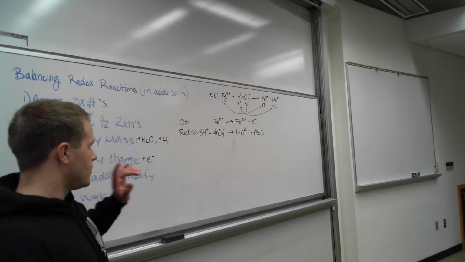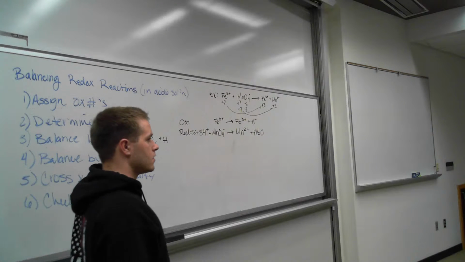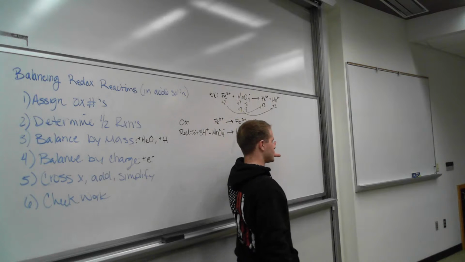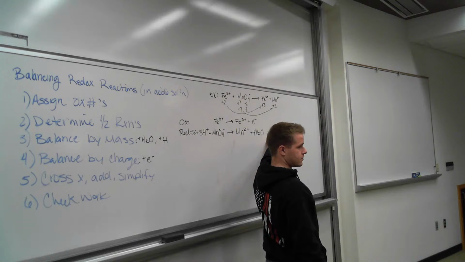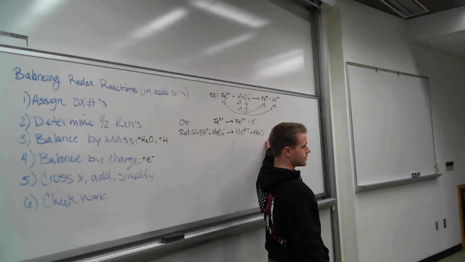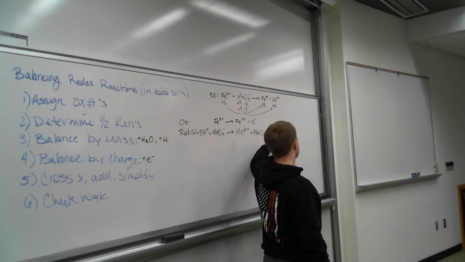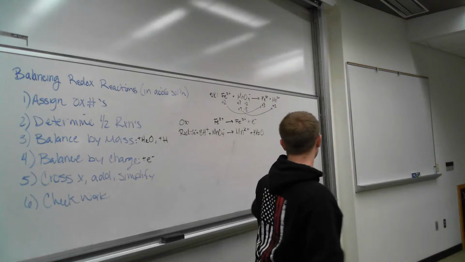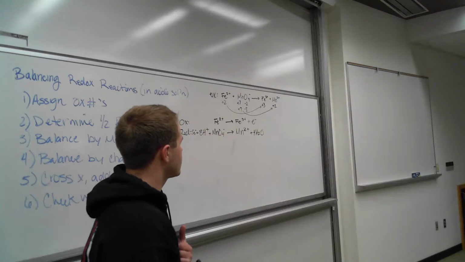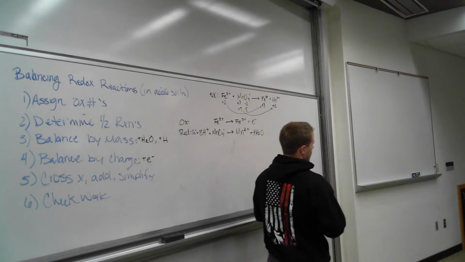If you do this enough times and you don't like it, you could just as easily subtract electrons from this side. We won't do an example of that because I don't want to confuse you. But if you were to subtract a negative charge, 2 minus negative 5 would give you plus 7. So now we're balanced. We assigned our oxidation numbers, determined our half reactions, balanced by mass, and now we're balanced by charge.